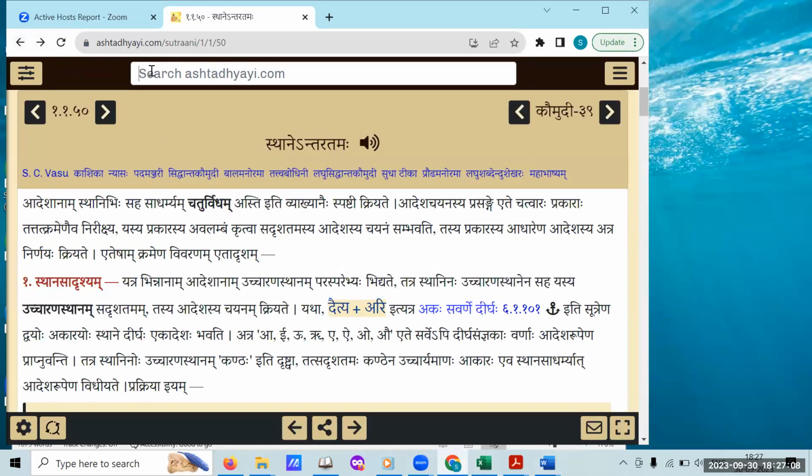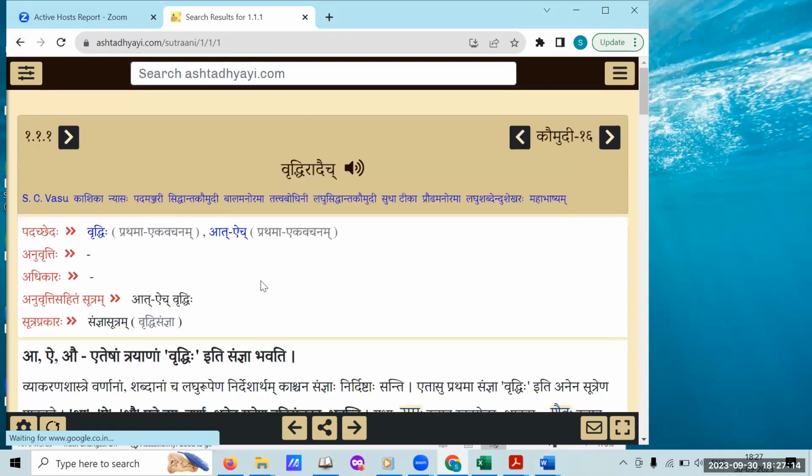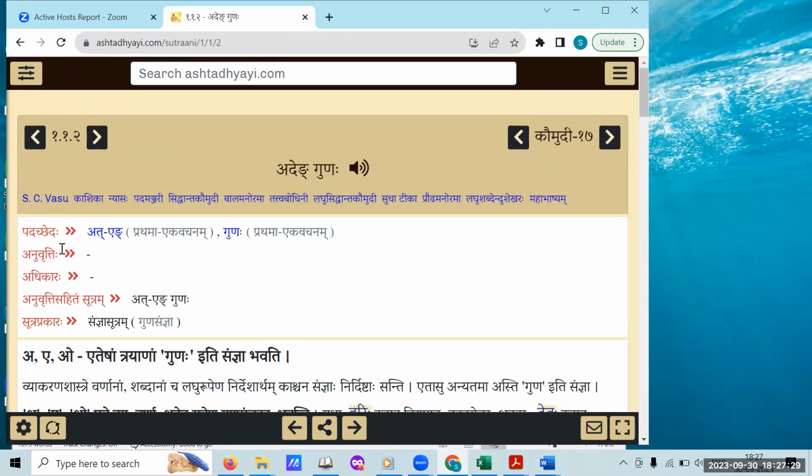So, Vriddhiradaich. Right? So what is Adaich? A, I, and Au get the sanya Vriddhi. All right. Then what about the next sutra? The next sutra is adeng gunaha. At and eng will get sanya guna, which is what? Eng is what? E and O. So A, E, and O, these three letters have one name, which is called guna. All right, this is clear so far? Okay.